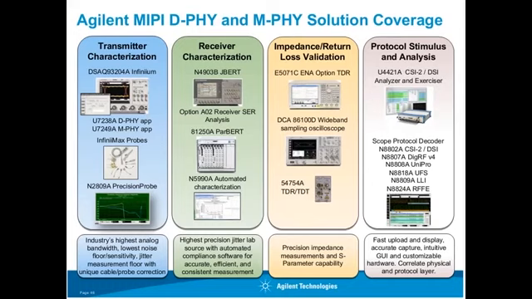cable and probes. For the receiver test, we have the different birds, the J-bird and the PAR-bird, and also the automation for characterizing the receiver. And on the impedance and return loss side, we have the ENA with the option TDR, as well as the wide sampling oscilloscope for characterizing the reflections and impedance on your circuit. And on the protocol validation, we have the protocol analyzer and exerciser, as well as the scope protocol decode for various D-PHY and M-PHY protocols.